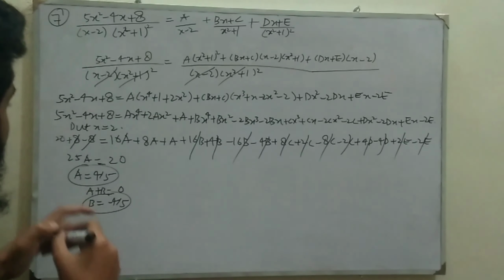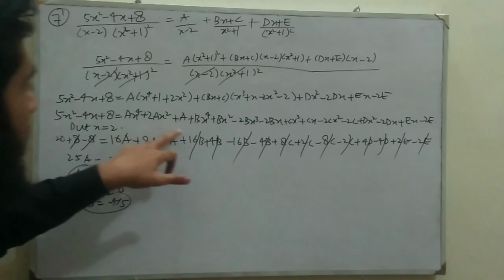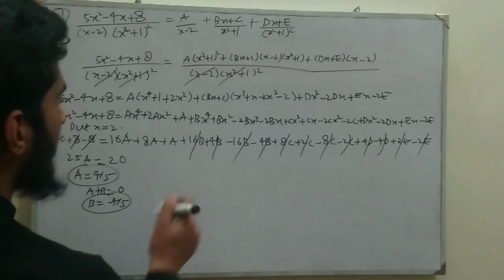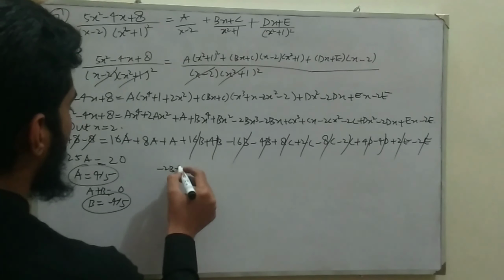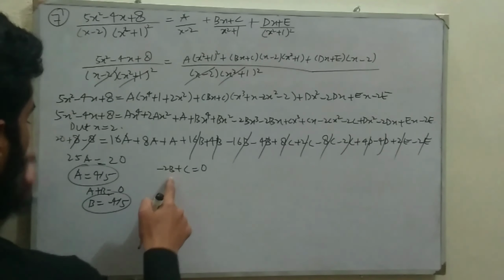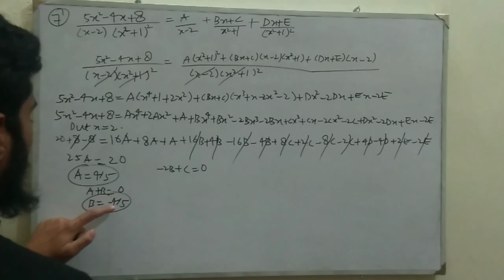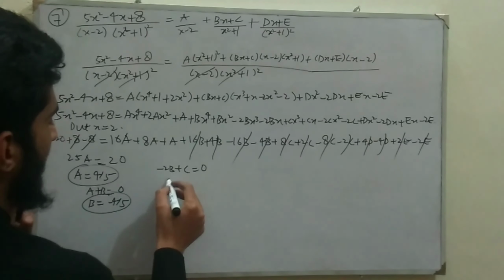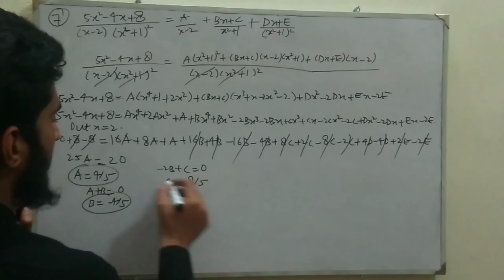Now comparing the coefficient of x cube on both sides, the x cube coefficient is minus 2b and c, so minus 2b plus c. On this side there is no coefficient of x cube, that's why it is equal to 0. Minus 2 multiply b is minus 4 over 5, so minus 2 multiply minus 4 over 5 gives us 8 over 5, and by shifting to the right hand side it becomes c is equal to minus 8 over 5.